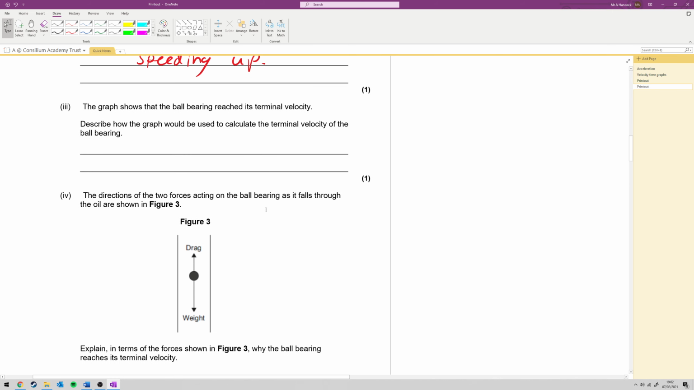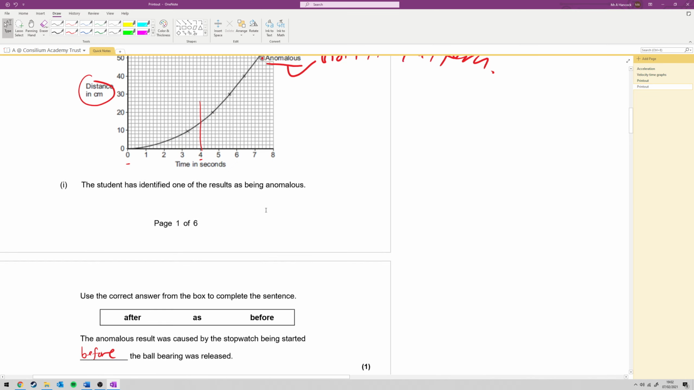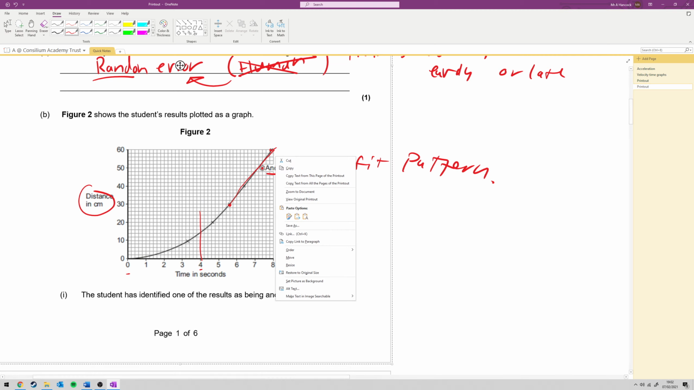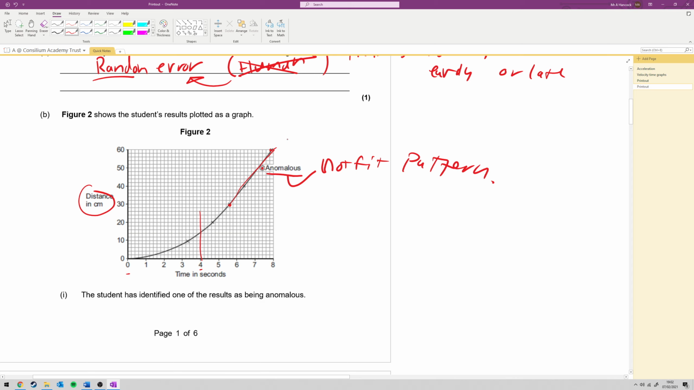Part 3. The graph shows that the ball bearing reached its terminal velocity. Describe how the graph would be used to calculate the terminal velocity of the ball bearing. Well, let's have a look. I would say from about here onwards, this is a straight line. Yeah, so that looks like it's about a straight line. How would you use this graph to calculate the terminal velocity? Well, we know that speed equals distance divided by time. So you could describe this.